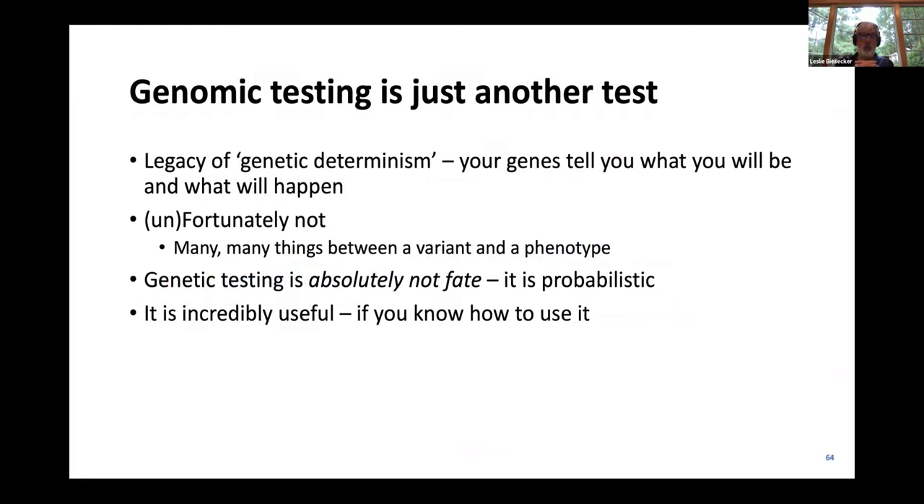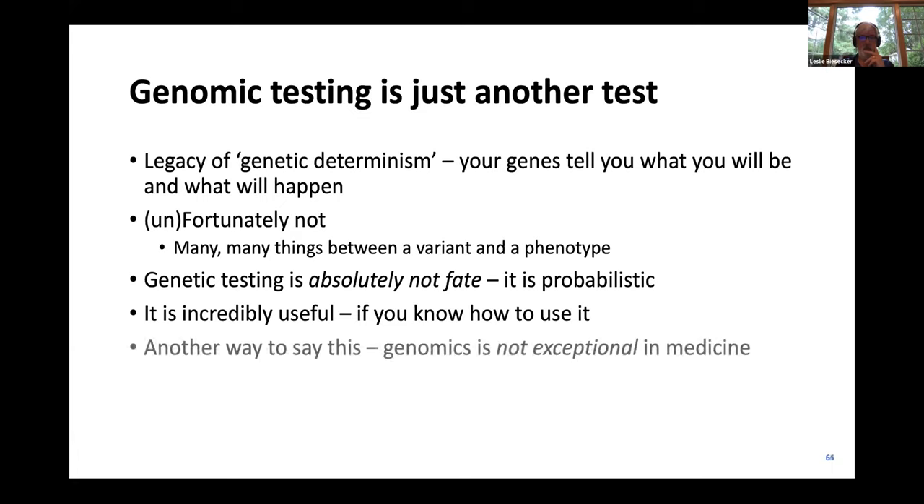So you have to always understand that genomic testing, even though a lot of us do treat it as this genetic determinism or genetic fate or whatever you want to call it, it's not true. Your genes will not always tell you what will happen, and that's fortunate, or depends on how you look at it. But there are many things that lie between the presence of a variant and the manifestation of the phenotype. Genetic testing is not fate, it's probabilistic, but it's incredibly useful if you know how to use it.